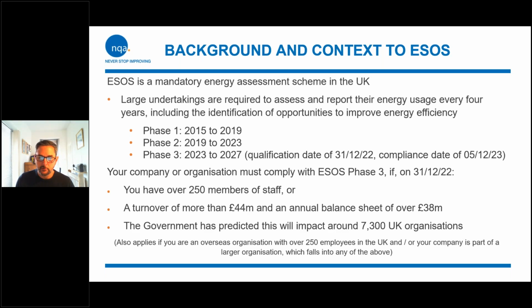So your company or organisation, you have to comply. It's a legal obligation to comply with ESOS Phase 3 if on the qualifying date you had more than 250 members of staff, or had a turnover of more than £44 million and an annual balance sheet of over £38 million. The government's predicted that will impact around 7,500 or so UK organisations. There are some other criteria if you're an overseas organisation with over 250 employees. One of the things we can note there is that for phase 3, the turnover and annual balance sheet thresholds are now in GB pounds rather than in euros as they were previously.